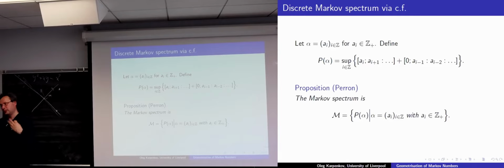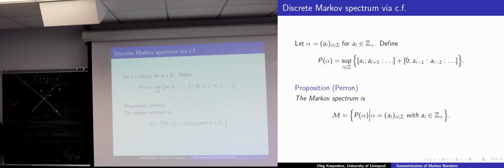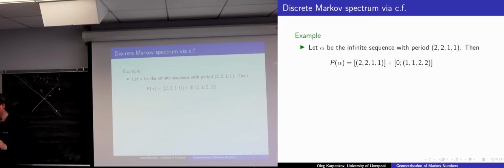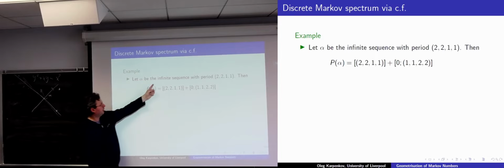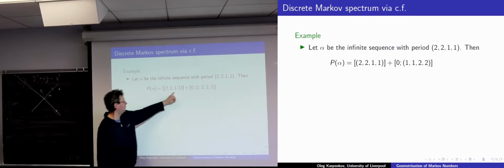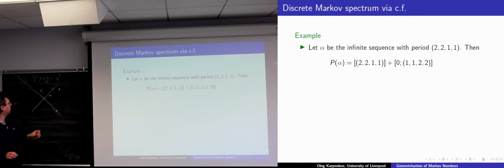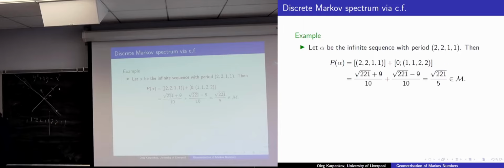Okay. And so the Markov spectrum, by this proposition of Perron, would be precisely all such suprema. We will see why they're linked a little bit later. Example: if we take alpha, an infinite sequence with period 2, 1, 1 on both sides, then after splitting, the supremum is attained when you split 2, 1, 1 and the other side, 2, 1, 1, 2, 1, 1, and you split here. And this is one of our elements, probably the third one.